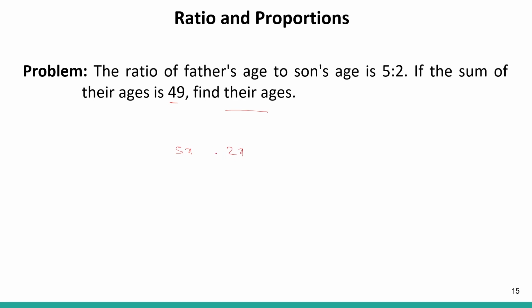So their sum of the ages is 49. So this is equal to 7x. So 7x is equal to 49 is given to us. So how can we find x? x is equal to 49 by 7 is equal to 7. So father's age is equal to 5x, that is 7 into 5 is equal to 35. And son's age is 2x is equal to 7 into 2, that is equal to 14.